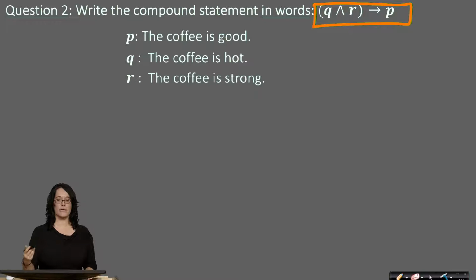So assuming that P is known to be the coffee is good, Q, the coffee is hot, R, the coffee is strong, then how would I rewrite this statement in English? So go ahead and take a moment and try it yourself. See how you do.